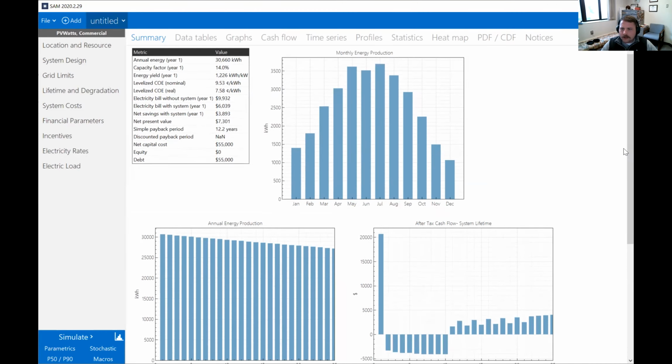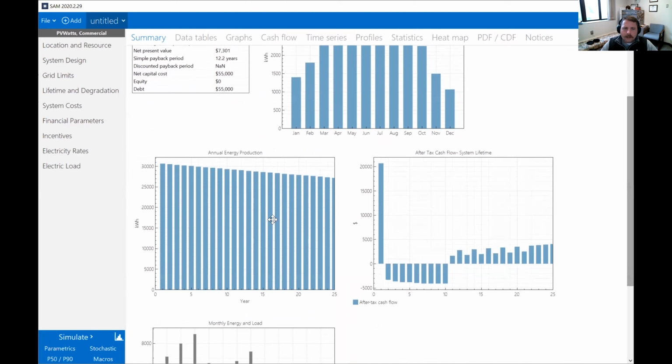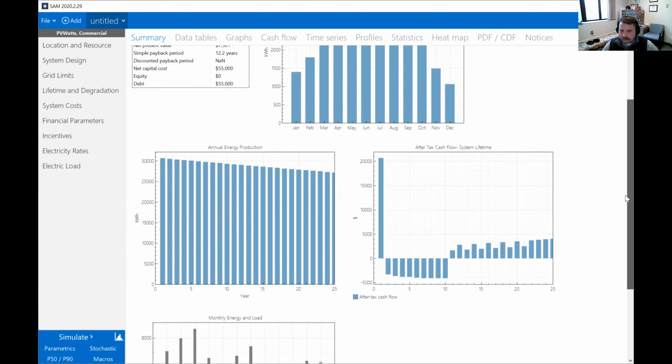All right, let's scroll down just a little bit. We're going to look at this energy production. This shows the degradation over time. The solar array produces just a little bit less each year. In reality, it's going to go up and down a little because the weather and climatic conditions each year are going to be a little different. But this is the average: it's going to degrade slowly over time.